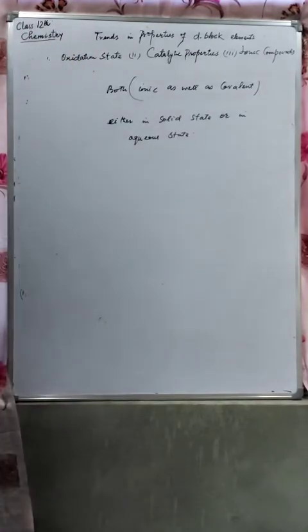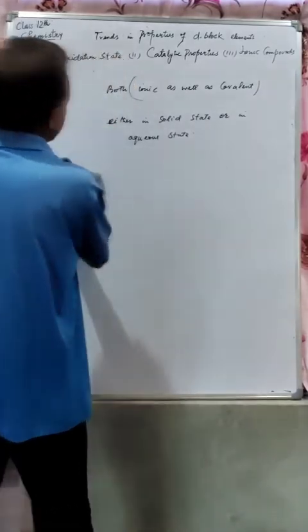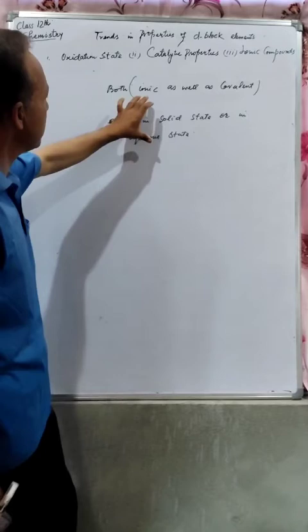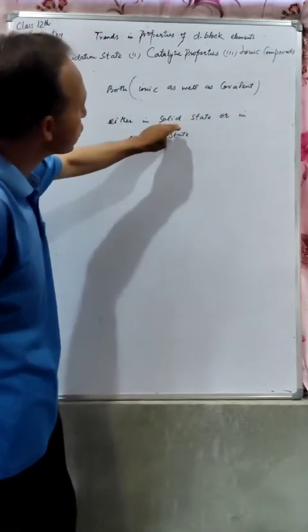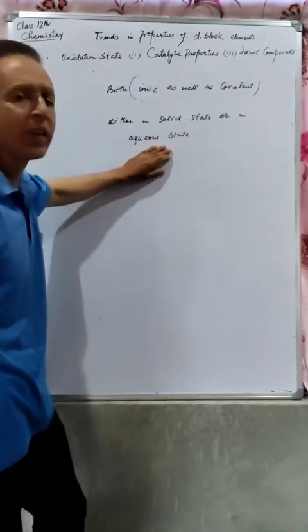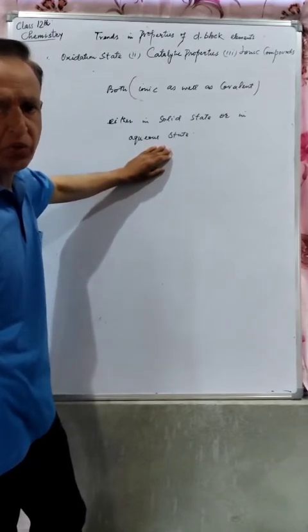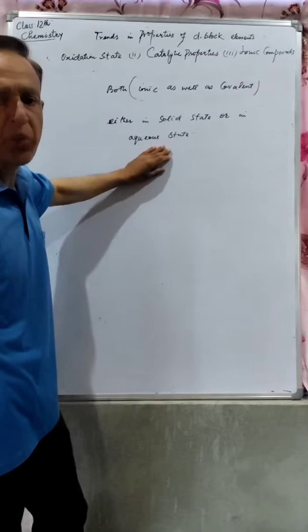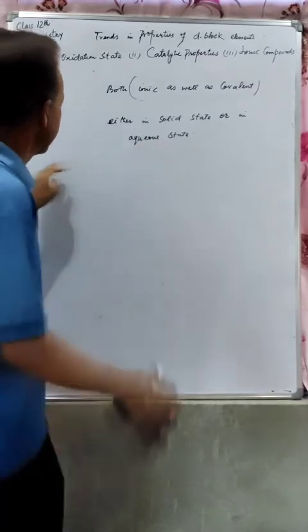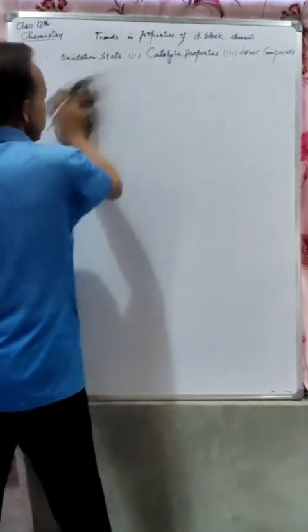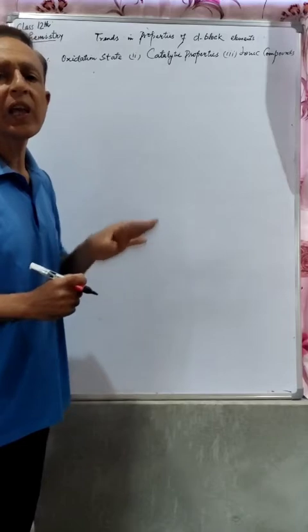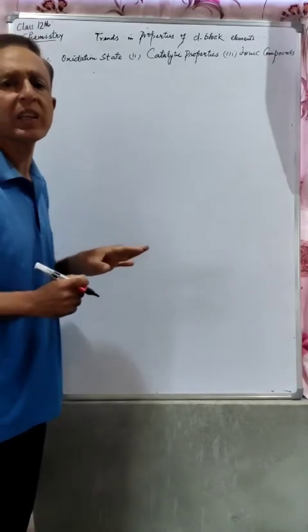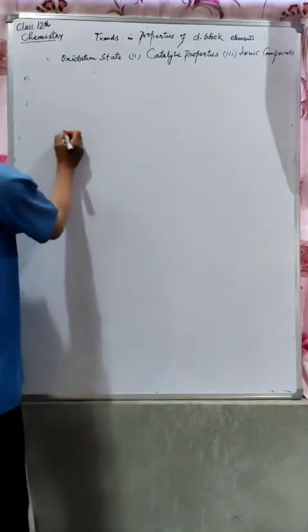Now, what is the reason that these form the colored compounds? The transition element compounds, whether they are ionic or covalent, whether in solid state or in aqueous solution, most of these compounds act as colored compounds. Now, what is the reason? It is because of the incomplete, unpaired d subshell electrons present in these elements, transition elements.